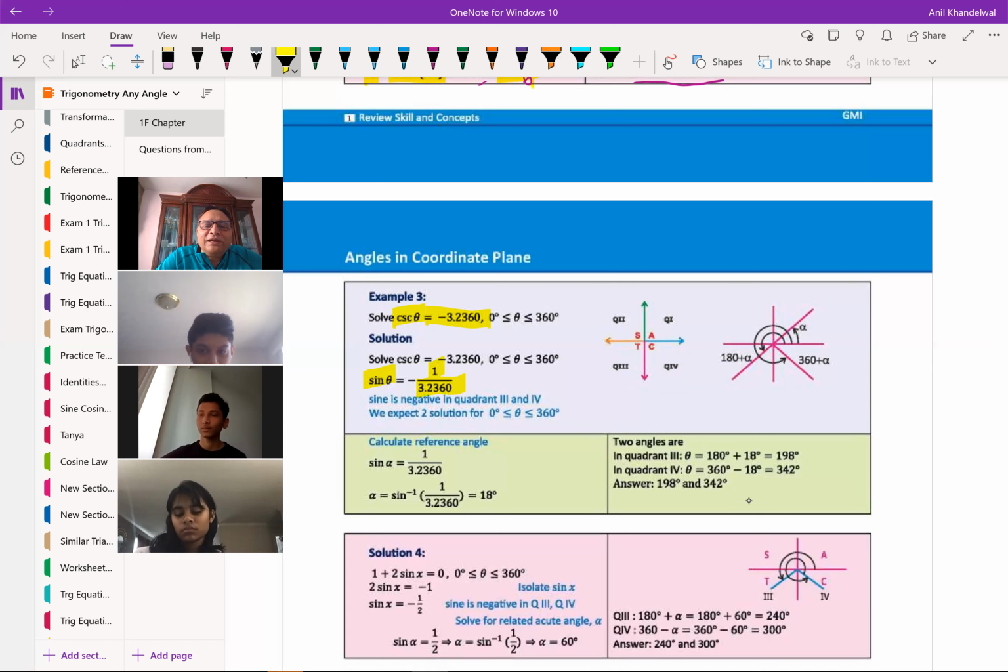So sine theta equals minus 1 over that, and we know sine is negative, means in which quadrant are we looking? The solution lies in which quadrants? 3 and 4. So that is what I've done here, 3 and 4.